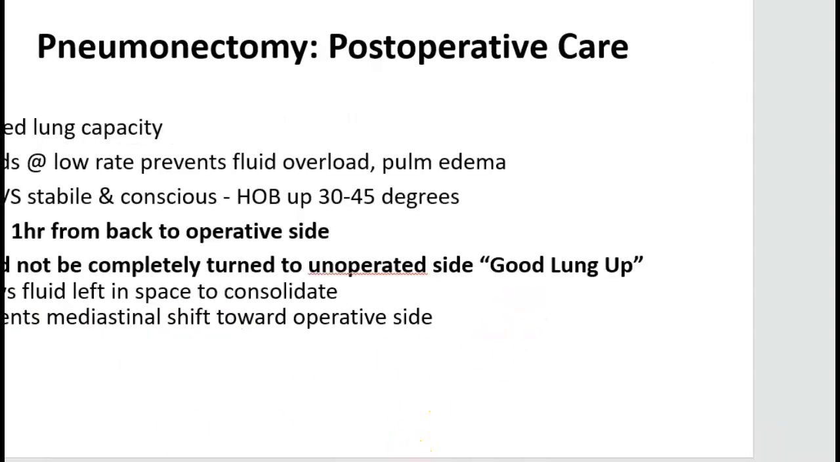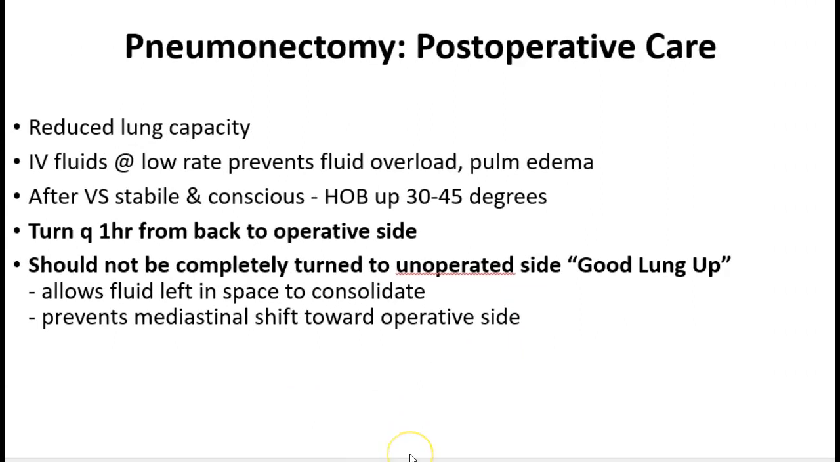And then for us, for the care, let me move this over so we can see. We know that if we're removing a lung, then they have decreased lung capacity. We do keep our IV fluids at the lower rate because we do not want to cause pulmonary edema. Keep the head of the bed up 30 to 45 degrees once they're stabilized. We want to keep the remaining lung in the uppermost position, so good side up. So if the left lung was removed, then the right side should be up, right? So good lung up, good side up.